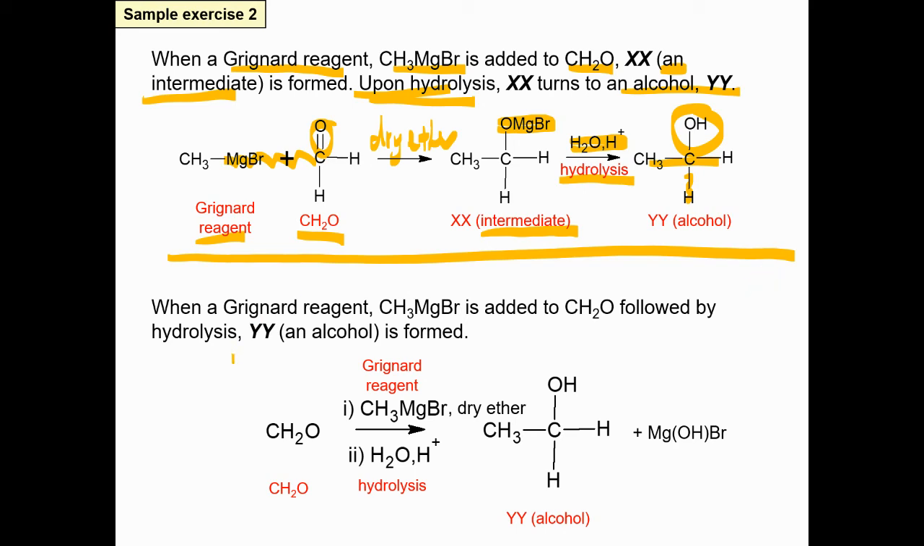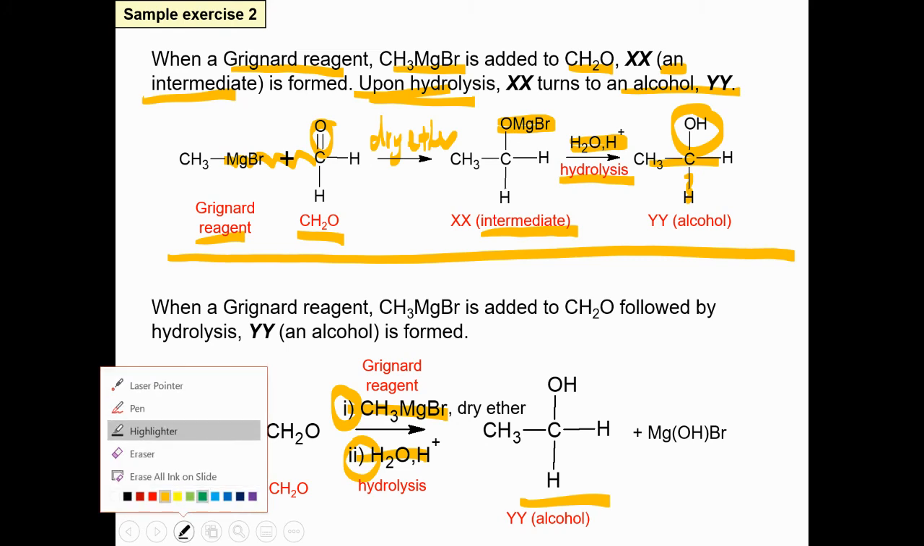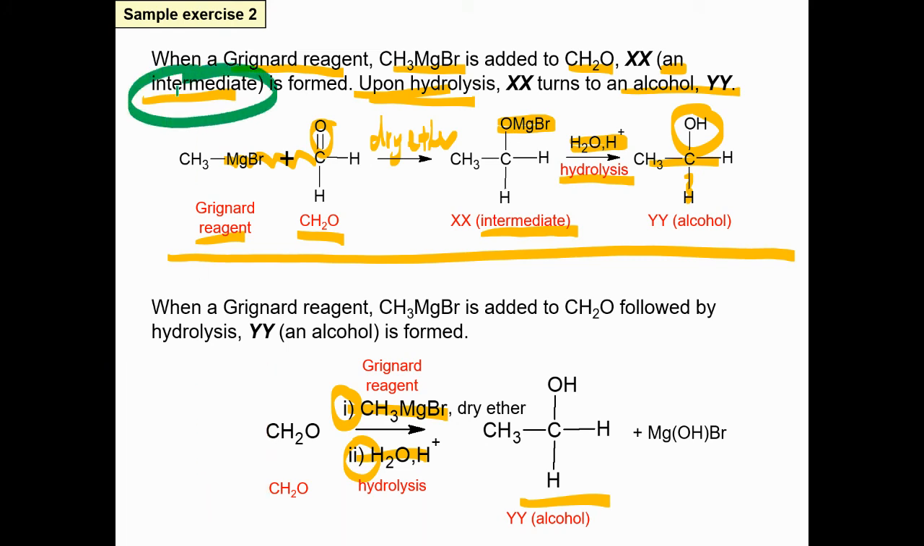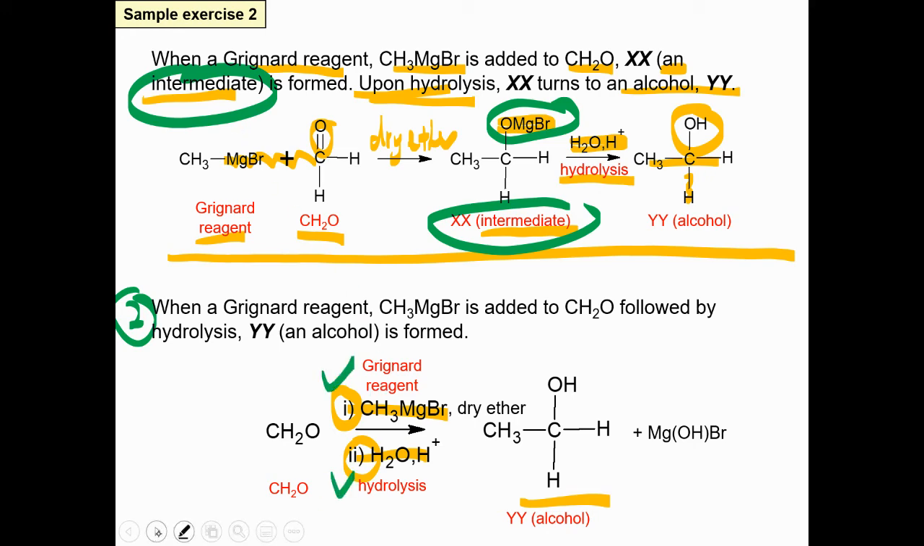There's another sentence here. It says when Grignard reagent is added to methanol, followed by hydrolysis, an alcohol is formed. So I can use Roman 1 and Roman 2 because they didn't mention the word intermediate. So there's no intermediate in the second example. Remember, when you read the question, you must look for whether there is any intermediate or not. If there's no intermediate, then you can use Roman 1 and Roman 2.